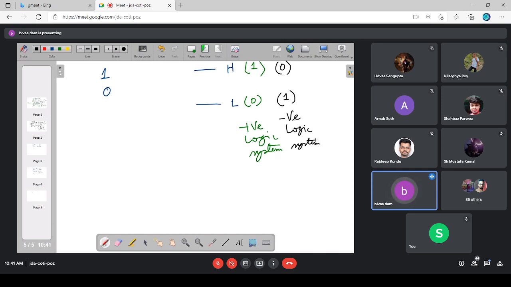But the problem will be if amongst your class 10 of you go for the negative logic and the rest of you go for the positive logic, in that case, while checking the answer script, I will be in a problem.